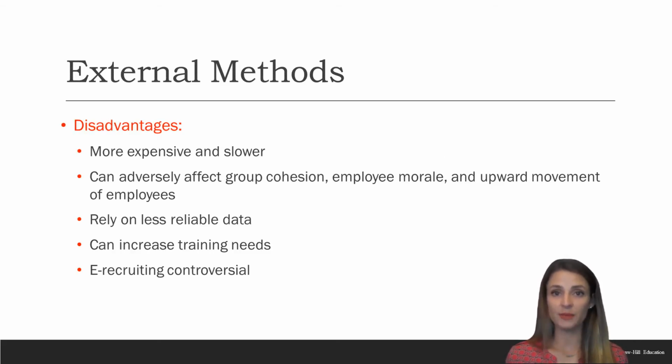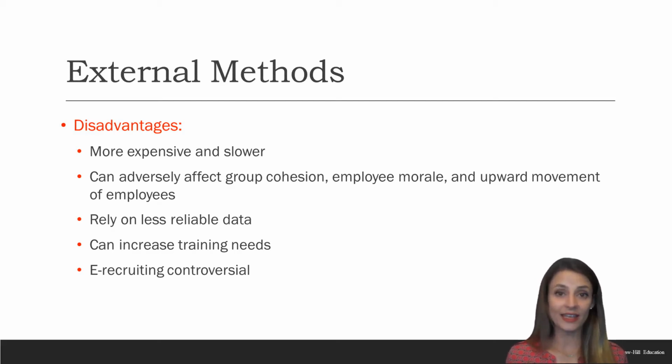However, external recruiting methods tend to be more expensive, take more time. They can adversely affect current employees, including group cohesion, employee morale, and the upward movement of current employees. External methods tend to rely on data that is less reliable. We don't know as much about individuals who don't currently work for the organization. Because we don't know as much, we don't have as complete a picture with external applicants as we do with internal applicants.